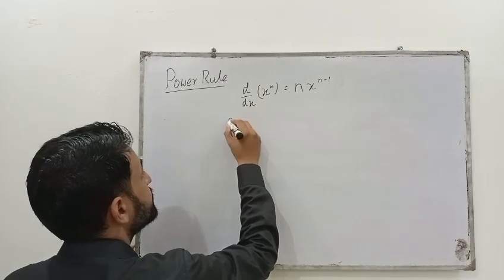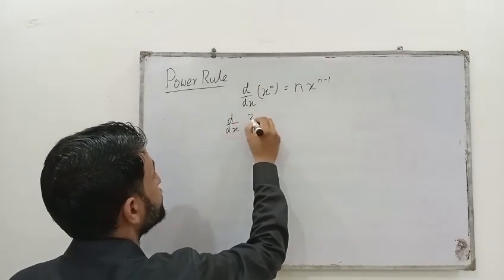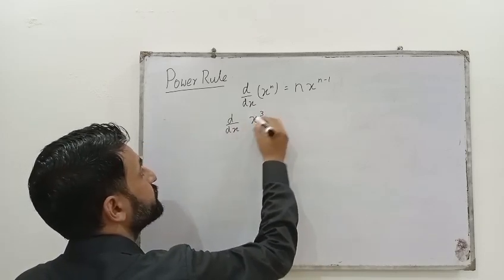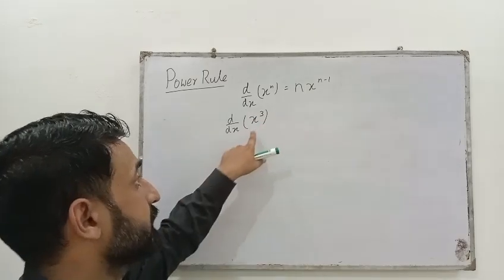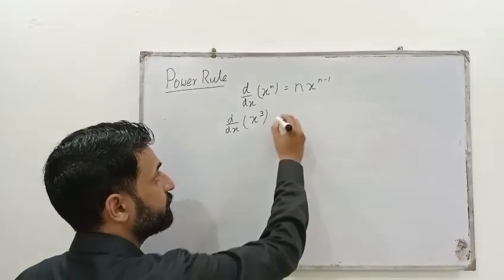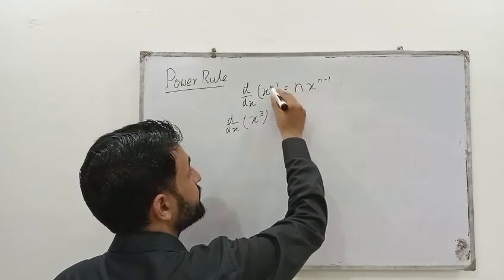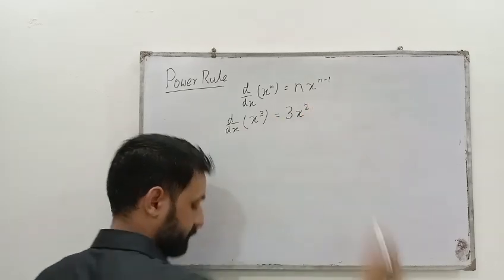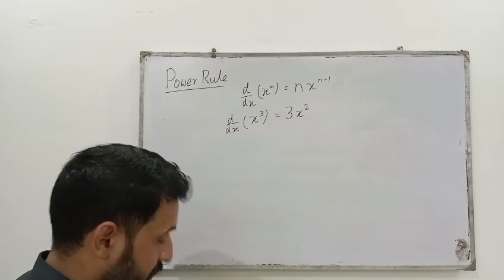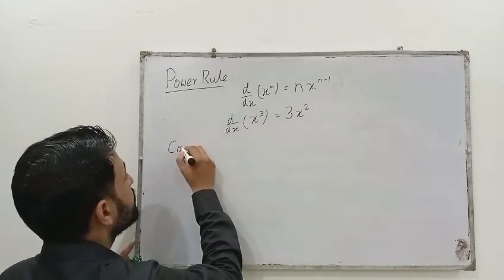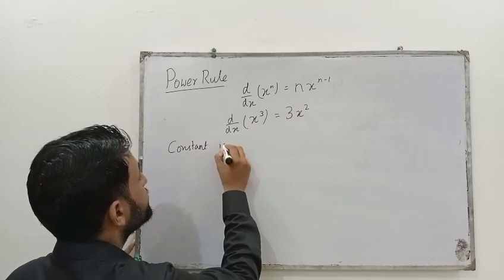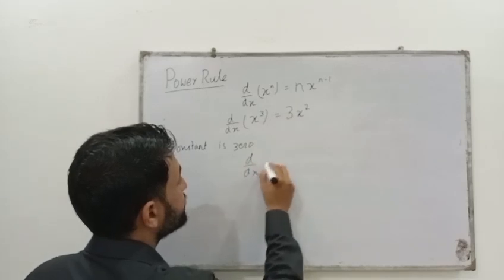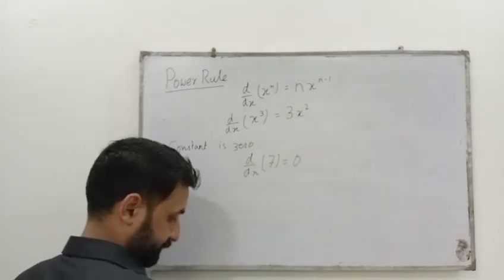For example, d by dx of x cube. I want to find the derivative of this term, so that would be equal to, n is 3, 3x to the power 3 minus 1, which is 2. That is a simple rule. And now the derivative of a constant is 0. For example, the derivative of 7 with respect to x is 0.